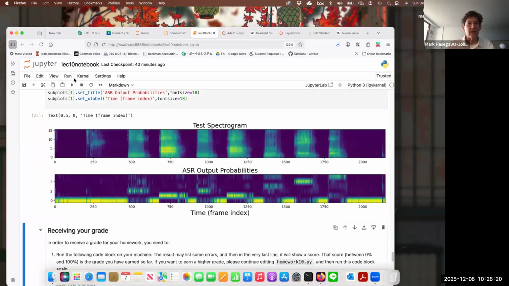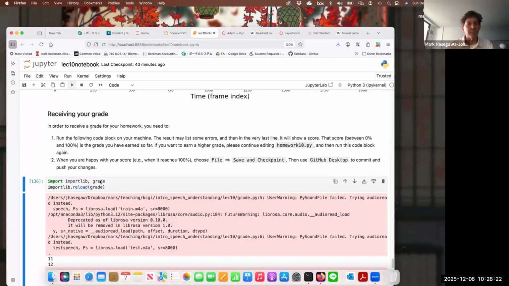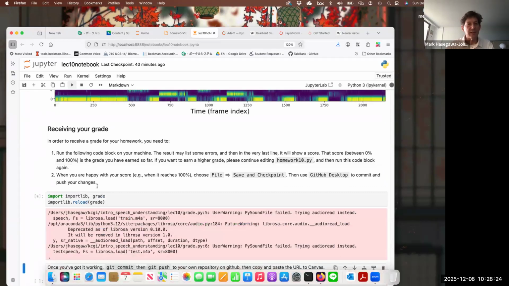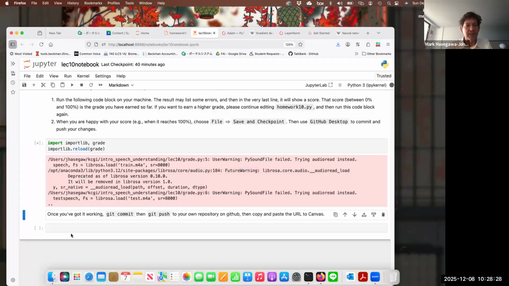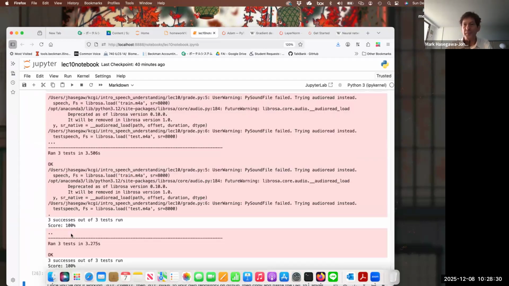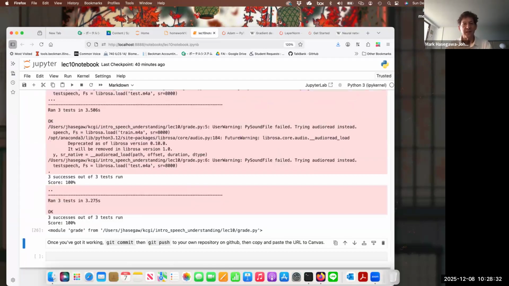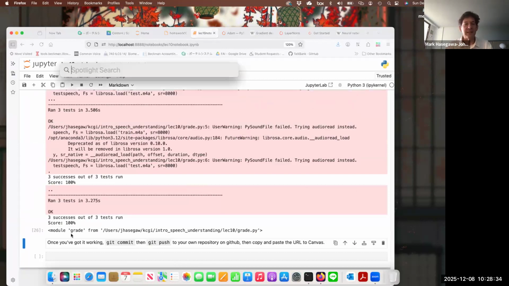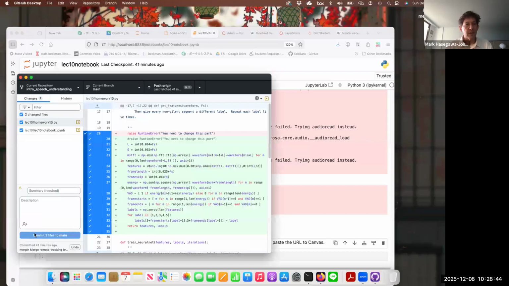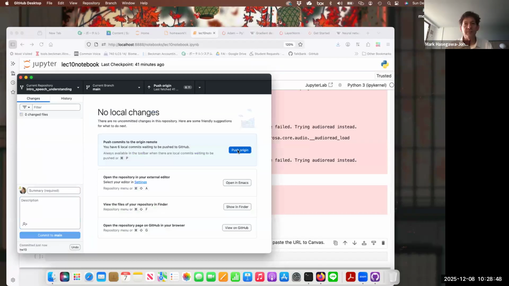Let's check to make sure that that matches all of the grading criteria, and if it does, we can upload it and get the results. Ran 3 tests in 4 seconds, and the score was 100%. Excellent. So let's use GitHub Desktop in order to check it in and then upload it. We'll commit those 2 files to main locally, and then we'll push them to the origin.